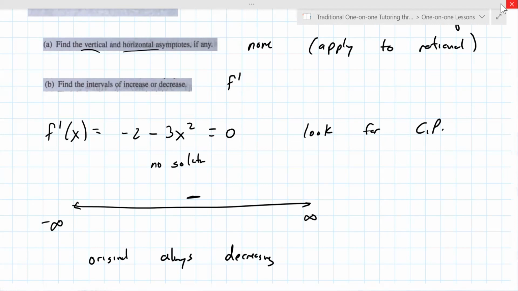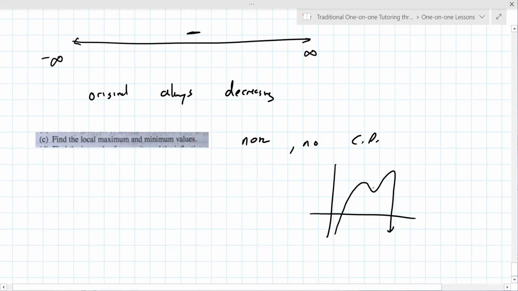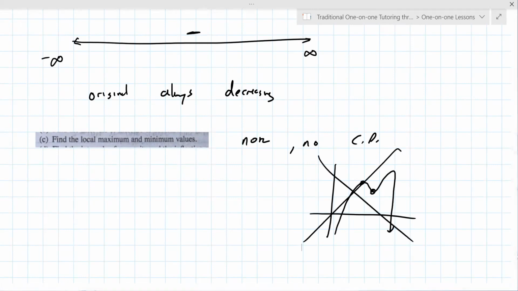Does that make sense? Yeah. Okay. This one's not real interesting. Because there are no critical points, there is no local max or min. Local maxes and mins look like something where there's one or so, but this one doesn't have any because it has no critical points. So this one's kind of silly.